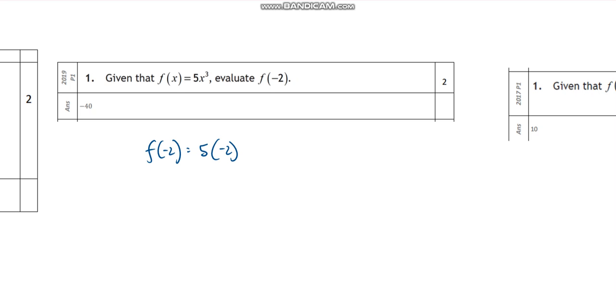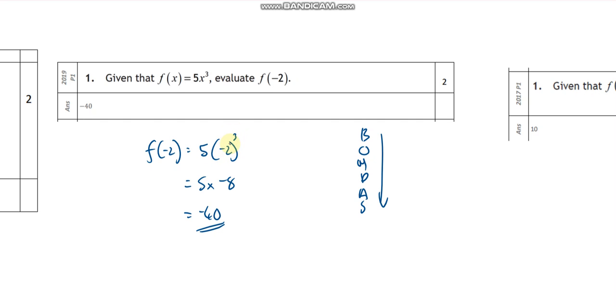5 times negative 2 cubed. Okay, so negative 2 cubed is going to be negative 8. So I've got 5 times negative 8, which is negative 40. A mistake people make is they forget BODMAS. We do brackets, we do order, we do multiply and divide, add, subtract, and we work our way down. So order is the power. We do this, then we multiply by the 5. Some people would do 5 times negative 2, then cube it. That's wrong.